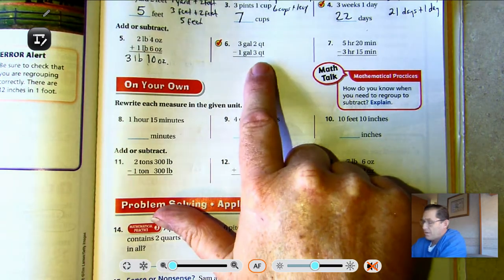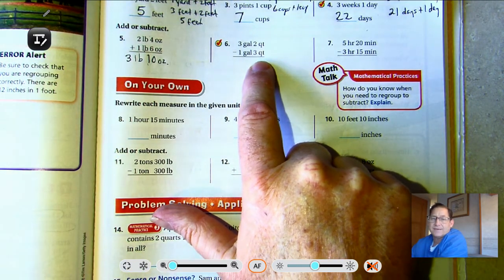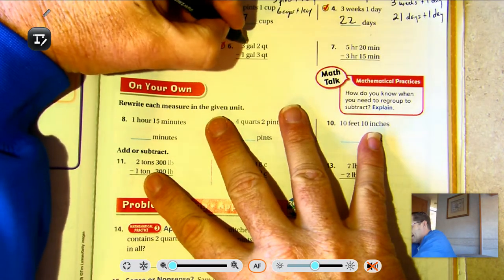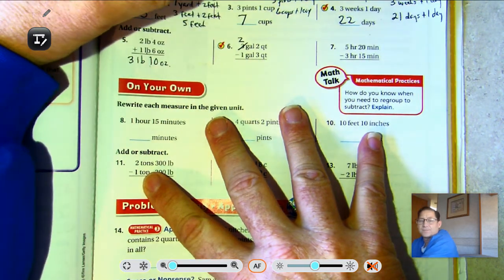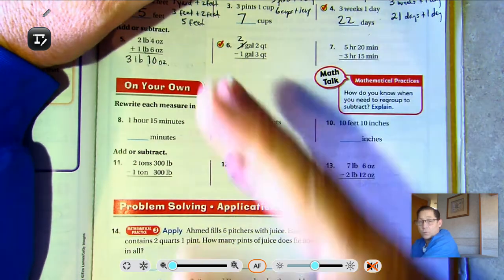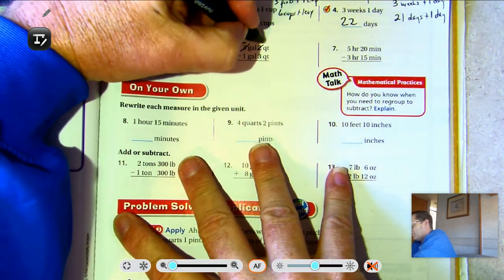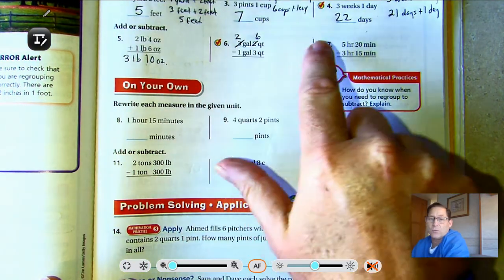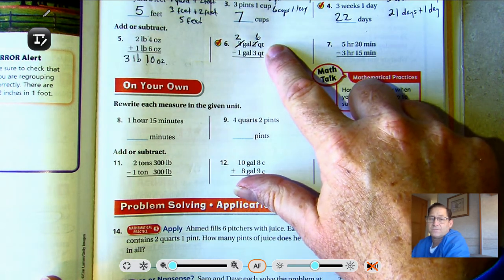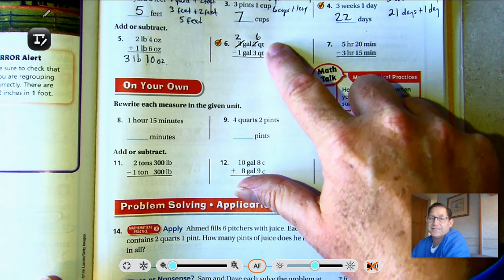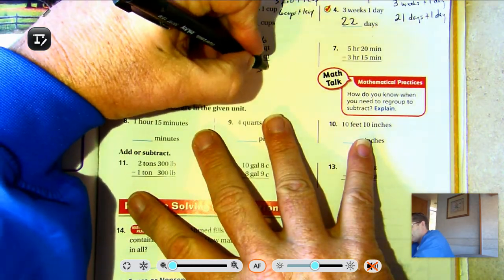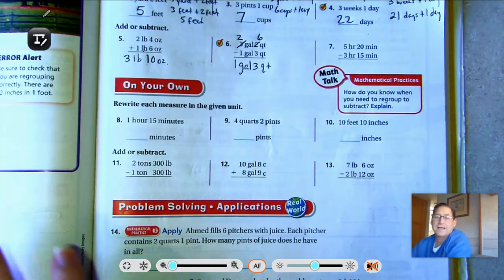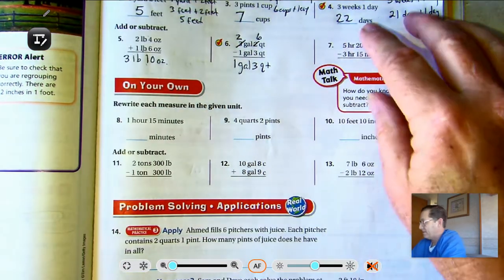Subtract. Okay, well, the smaller unit is asking us to take 3 from 2. Can't do that. So let's rename the 3 gallons as 2 gallons and there's 4 quarts in every gallon. So 4 plus 2 would be 6 quarts. So all I did was rename one of the gallons as 4 quarts. So I gave 4 quarts to the 2, so 4 plus 2 is 6. All right, now we can subtract. We get 3 quarts left, and 2 gallons take away 1 gallon is 1 gallon. 1 gallon, 3 quarts. All right, number 7.